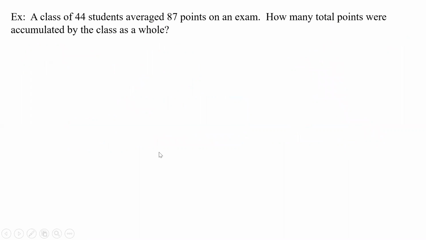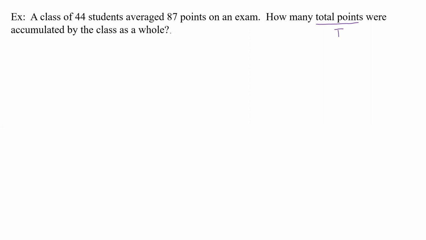All right, so here we have a class of 44 students averaged 87 points on an exam. How many total points were accumulated by the class as a whole? All right, so what does that tell us? Well, we have a class of 44 students, averaged that many points on the exam, and what we want to know is how many total points. So maybe let's call that T, okay?